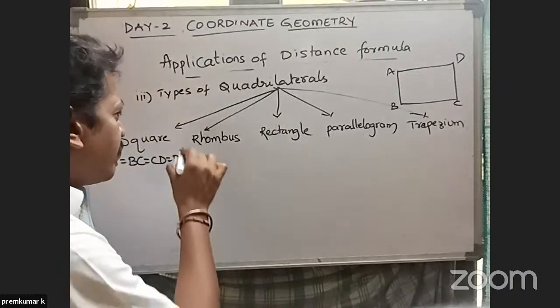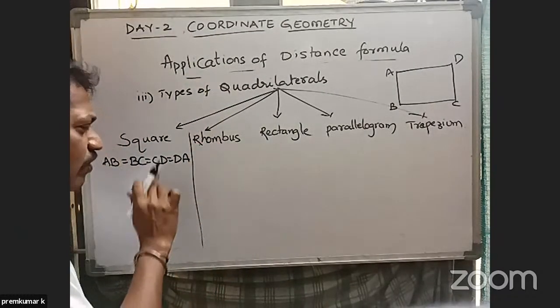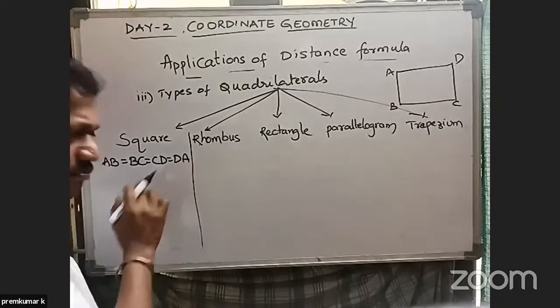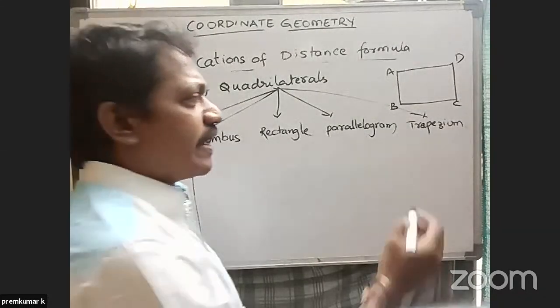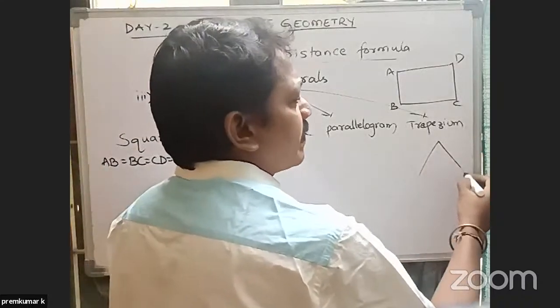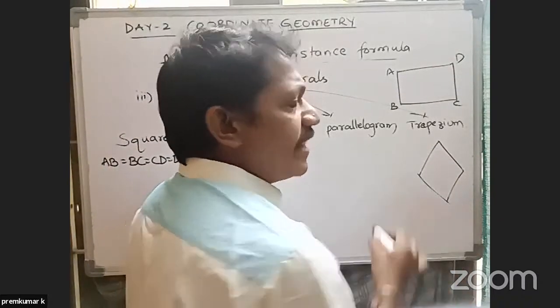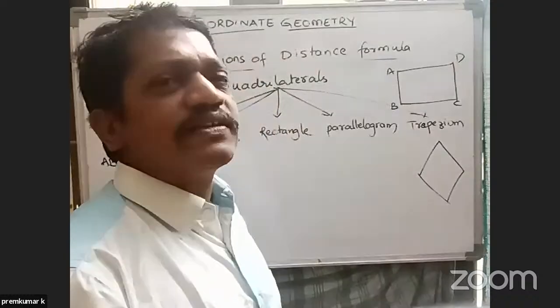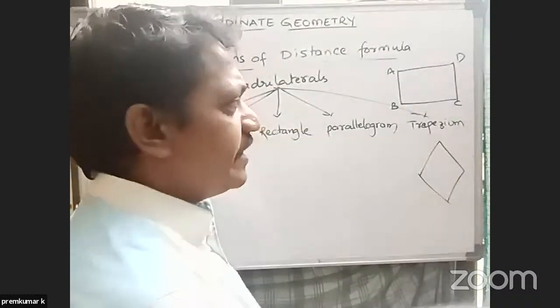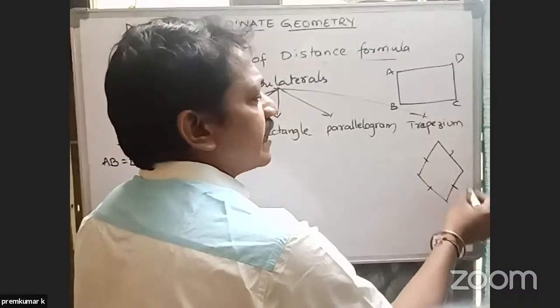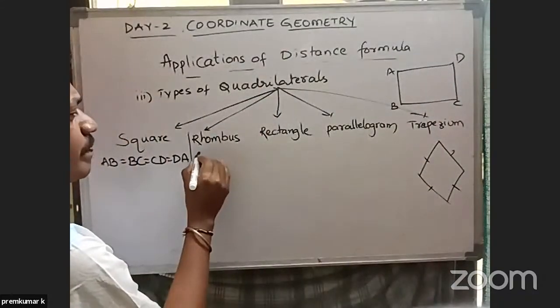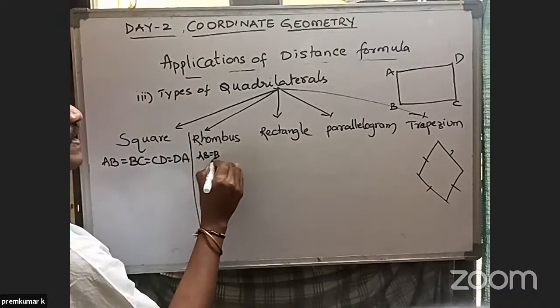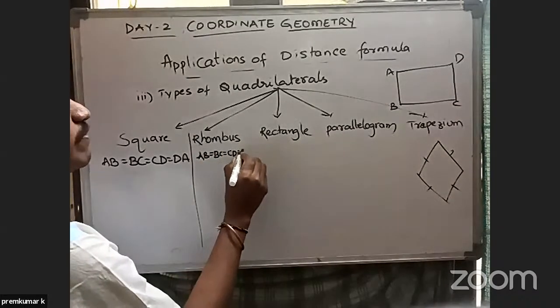So, another property is there. I will go for this and come back to this one. Whatever rhombus, we know the rhombus. What are the properties of a rhombus? Here also all the sides are equal. If it is a square, it is also equal. Here also AB is equal to BC is equal to CD is equal to DA.